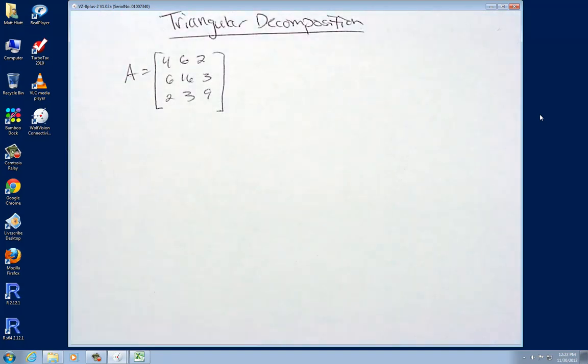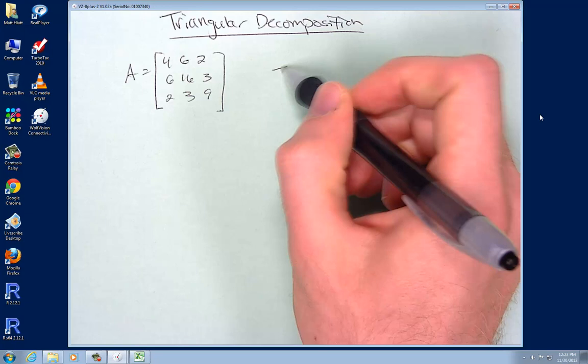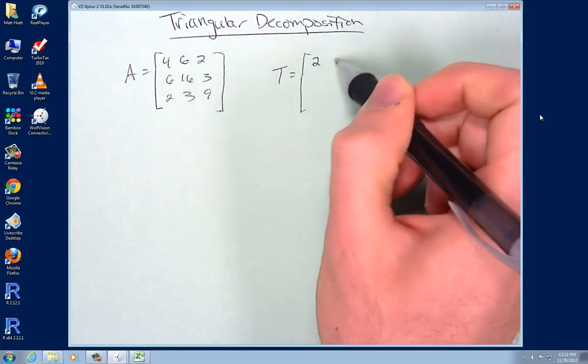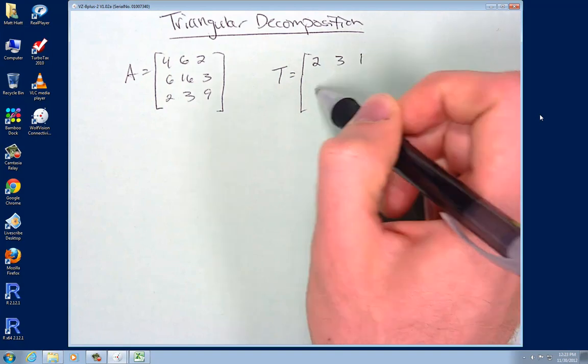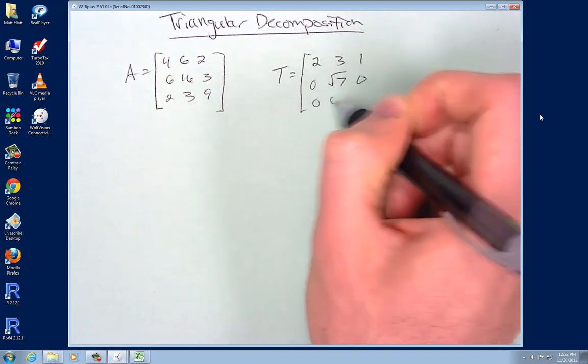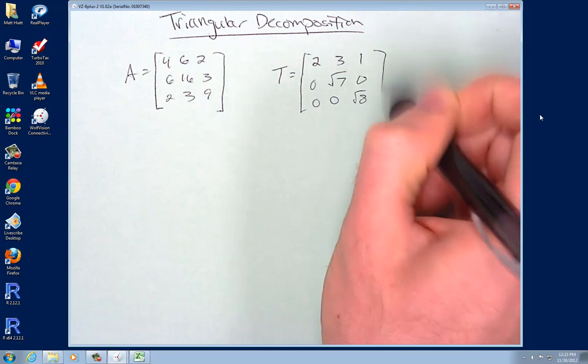Using the Cholesky algorithm, we obtain the triangular square root matrix T of this A matrix. And we did that in video 3.23. And we found T to be this: 2, 3, 1, 0, square root of 7, 0, 0, 0, square root of 8.